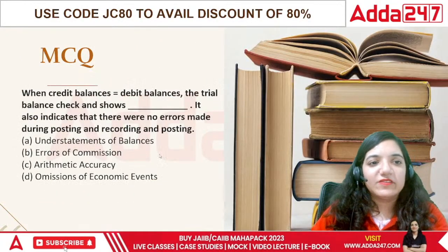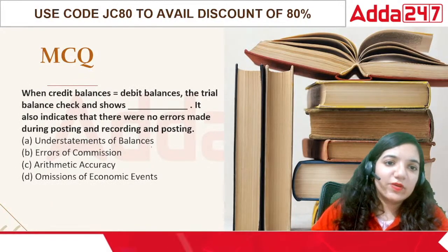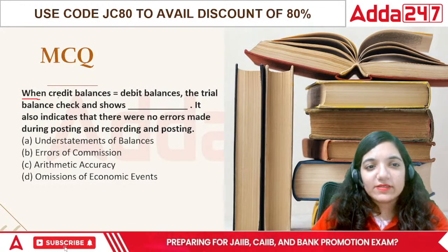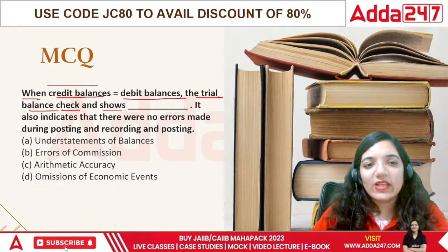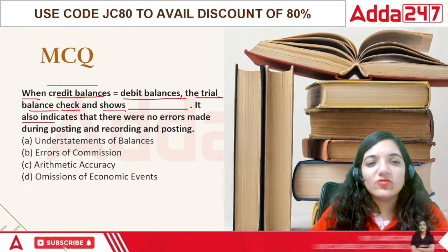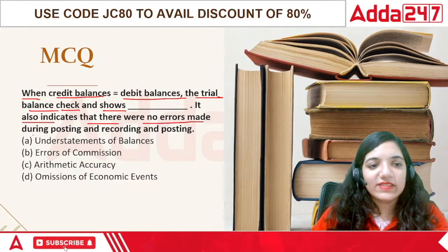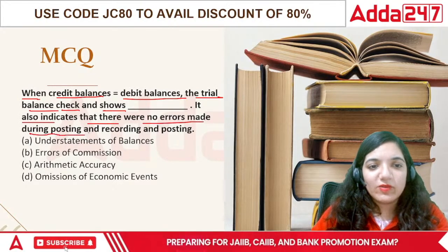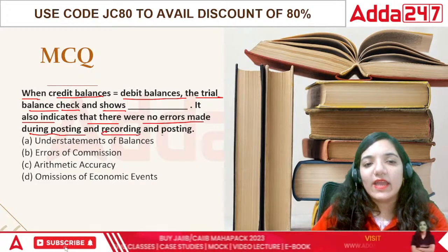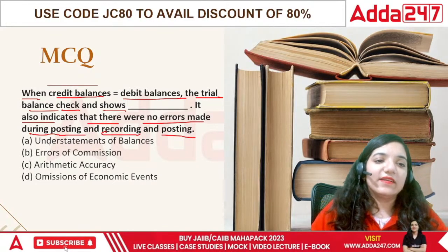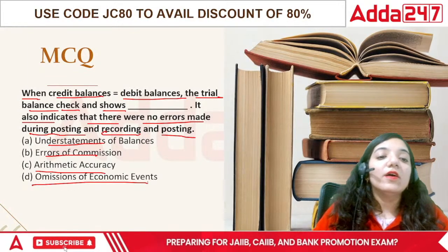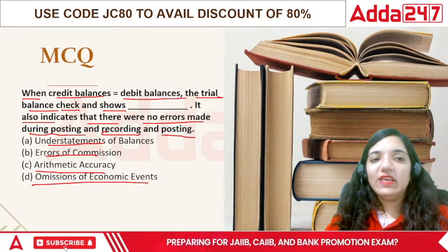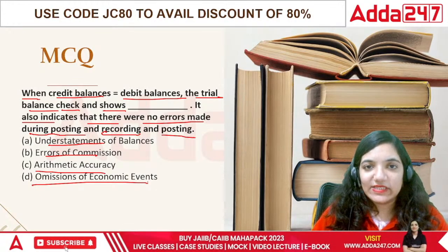Okay, here comes the first question. The first question says: when credit balance is equal to debit balance, the trial balance checks and shows dash. It also indicates that there were errors during posting and recording. Is this understatement of balances, errors of commission, arithmetical accuracy, or omission of economic events? Now let's talk about it in detail, everyone.